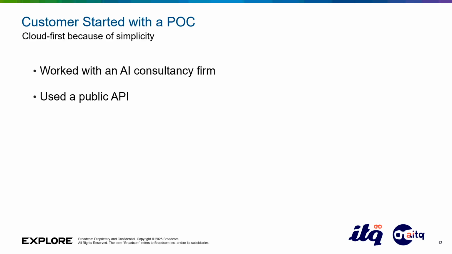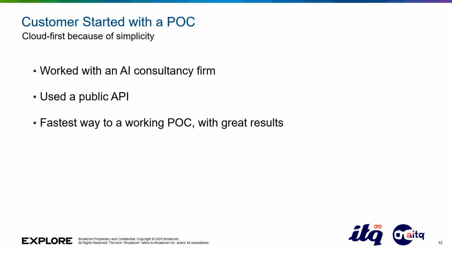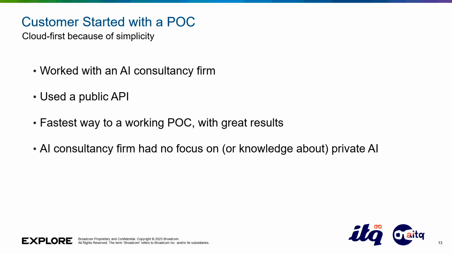the easiest way for them to build that is to swipe a credit card, get a public API, and make sure that the company credit card of the customer is used. So they don't care about cost. Cost is involved for the customer. So every token that's being generated is billed to the customer as well, not to the development company. So it's the fastest way to go to a POC and to show what the value is with great results. And they had no focus, like literally no focus about private AI. So result, POC succeeded, but yet now what? I mean, we still had a challenge.